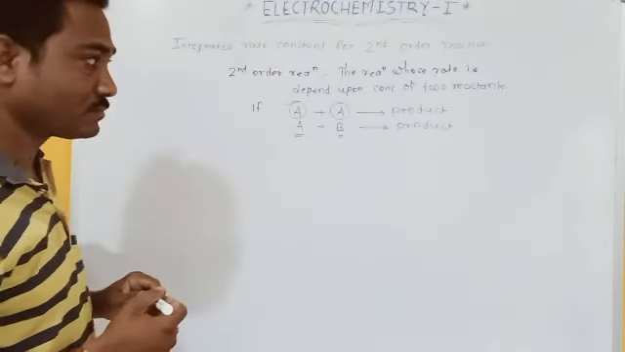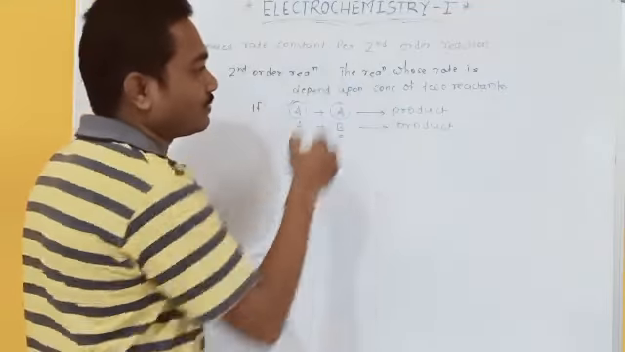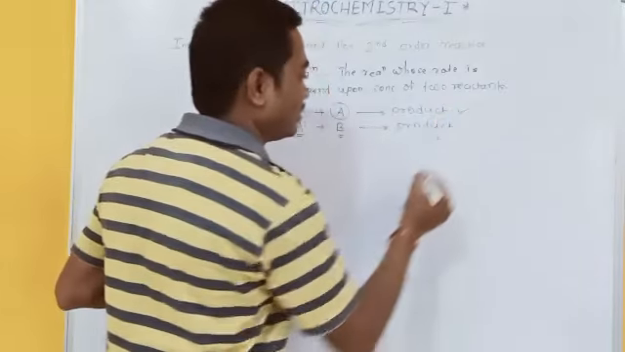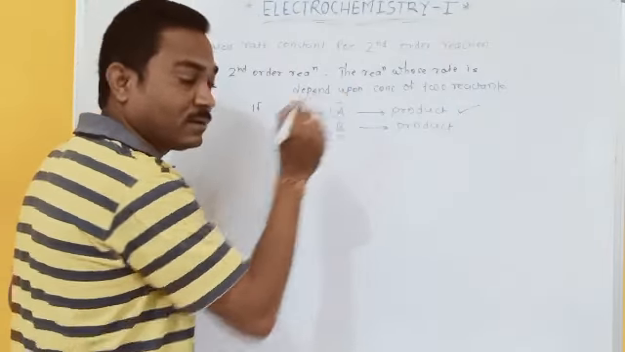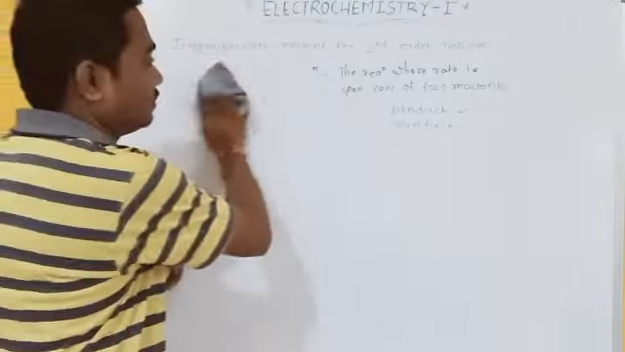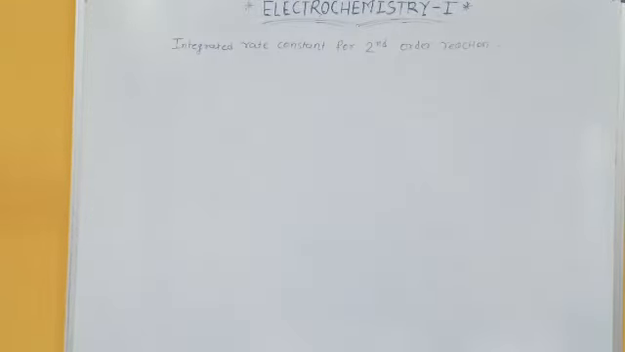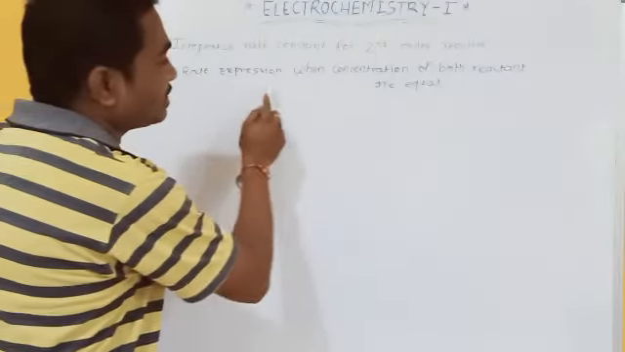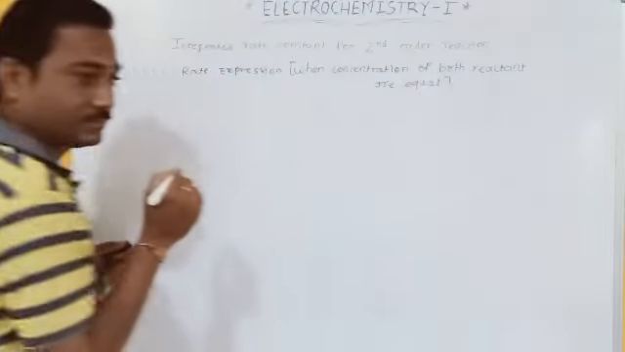Now we are studying here the integrated rate constant for second order reaction, when the reactant is of the same molecule. Now here we are discussing the rate expression when the concentration of both the reactants is equal.